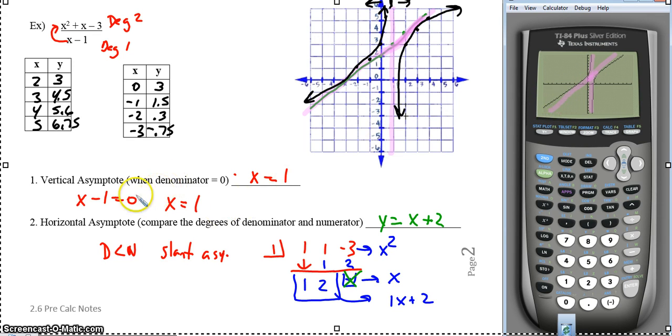So when you have a slant asymptote, when the degree of the denominator is less than the degree of the numerator, you have to use synthetic division. You could use long division if you want, but synthetic division is much easier. And you're only taking the answer without the remainder. So the answer minus the remainder is what you're dealing with. And so this equation here, x plus 2, is the equation for that line. Again, it's called a slant asymptote because it's not horizontal, it's on a slant.